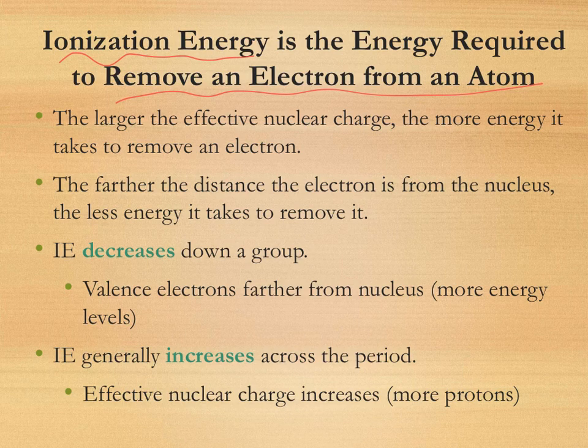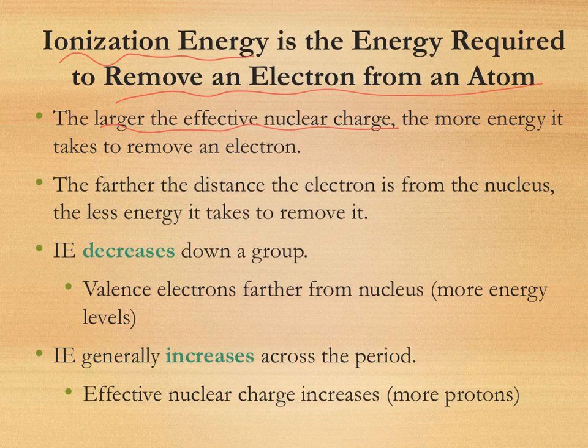Now, I want you to imagine a Bohr model of an atom with the energy levels, and imagine trying to snatch a valence electron away from that atom. First of all, that electron is not really going to want to be snatched away because it is attracted to the nucleus. And so it's going to take a certain amount of energy for you to snatch it. What's going to make it easier or harder for you to steal an electron from an atom? Well, the larger the effective nuclear charge that the particular electron experiences, the harder it will be to remove it.